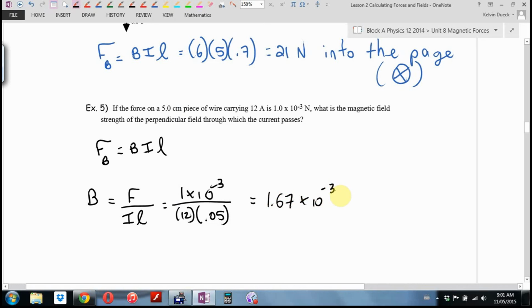Units, magnetic field, Teslas. Here's our new unit.